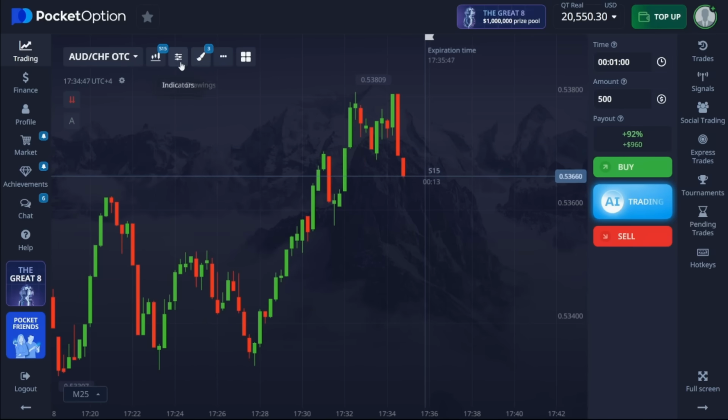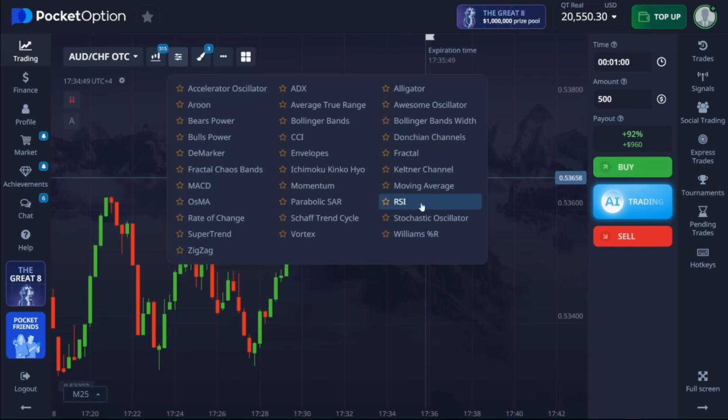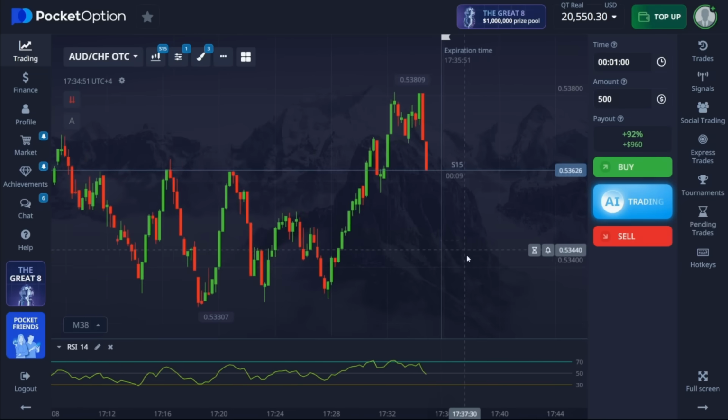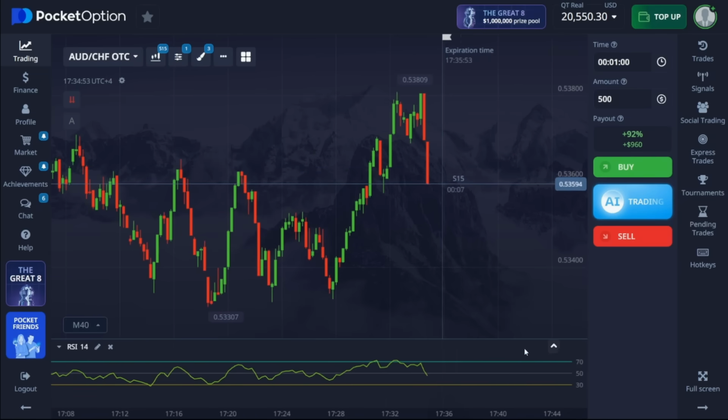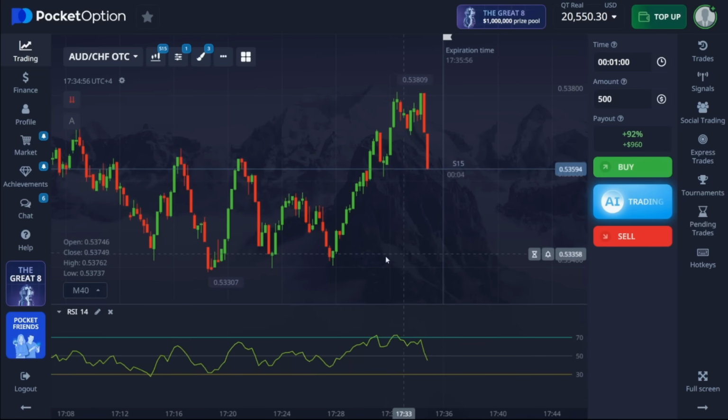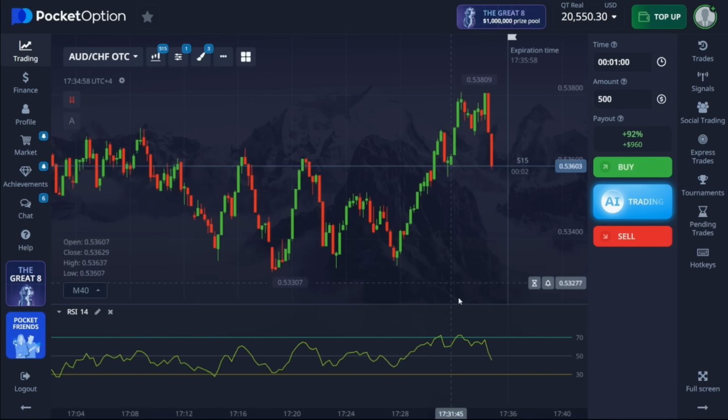Let's start by adding the first indicator, RSI. It's very simple to use. You'll see two zones on the chart, the upper and lower ones, marked by 70 and 30. I'm watching for RSI to cross one of these levels.